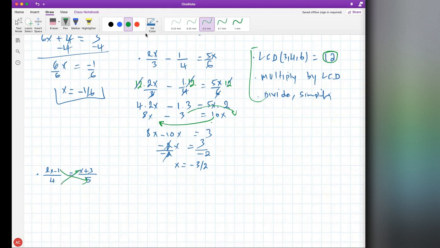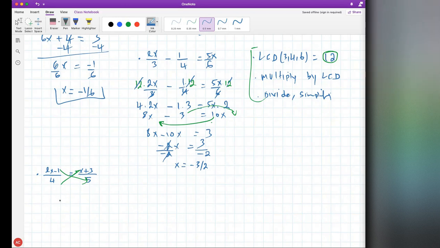Always do that. If you have only 2 fractions, don't worry about finding the LCD. This will skip you a couple of steps. It will skip you basically this step and this step. You jump right to this step here if you cross multiply.